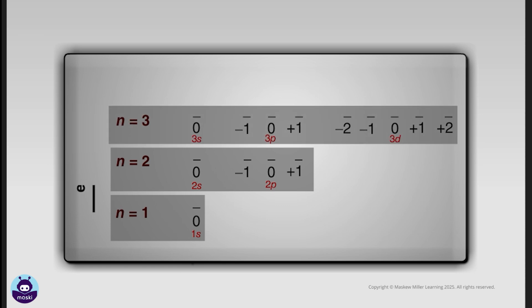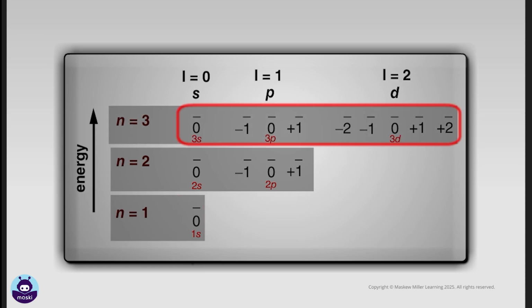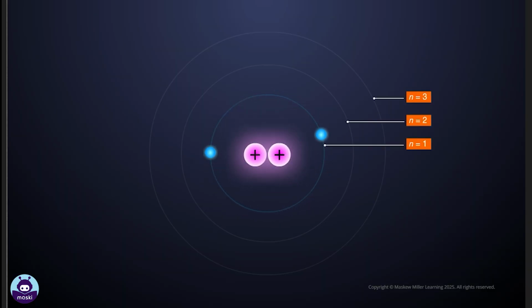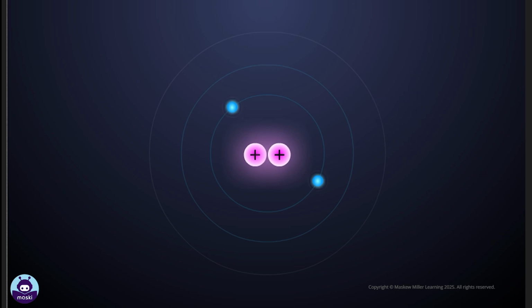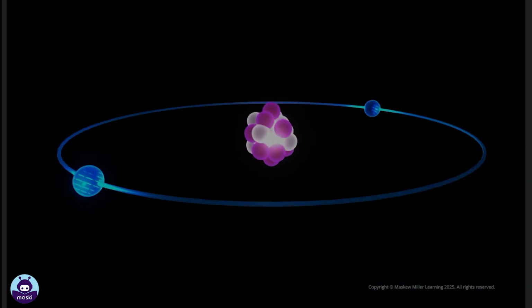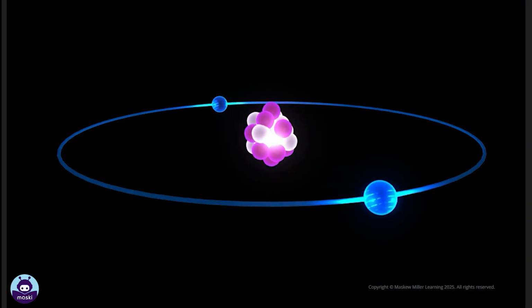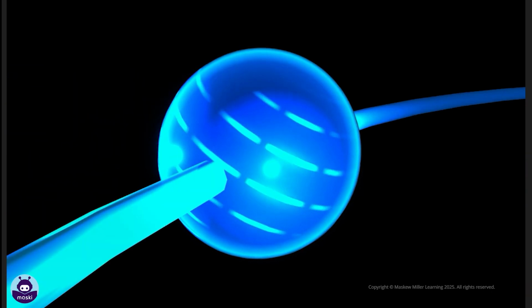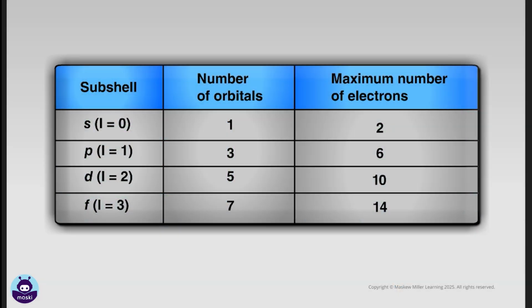Pauli's exclusion principle states that no 2 electrons in an atom can have the same values of all the 4 quantum numbers. If an electron in the atom has the 4 quantum numbers n equals 1, l equals 0, m equals 0, and s equals plus half, no other electron may have the same 4 quantum numbers. In other words, we cannot place 2 electrons with the same value of s in a 1s orbital. Each orbital can accommodate a maximum of 2 electrons only if their spins are of opposite direction. So it can be concluded that every orbital holds a maximum of 2 electrons. This is shown in the table here.